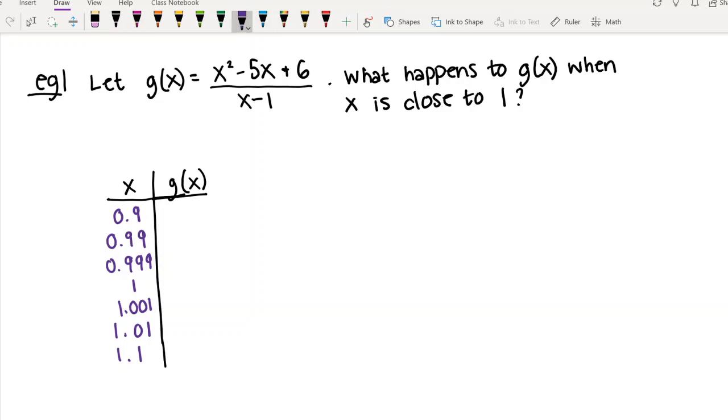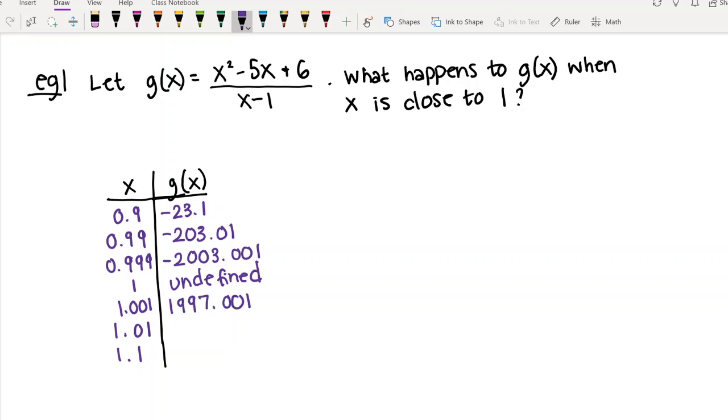So if you plug these in, according to what I found, you get negative 23.1 when you plug in 0.9, you get negative 203.01 when you plug in 0.99, you get negative 2003.001 when you plug in 0.999. You can't plug in 1, so that's undefined. When you plug in 1.001, you get 1,997.001. When you plug in 1.01, you get 197.01. Kind of cool the patterns that come out of this, huh? And then for the last one, you get 17.1.